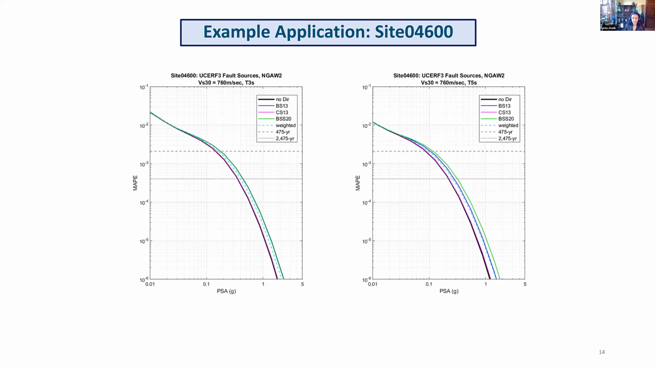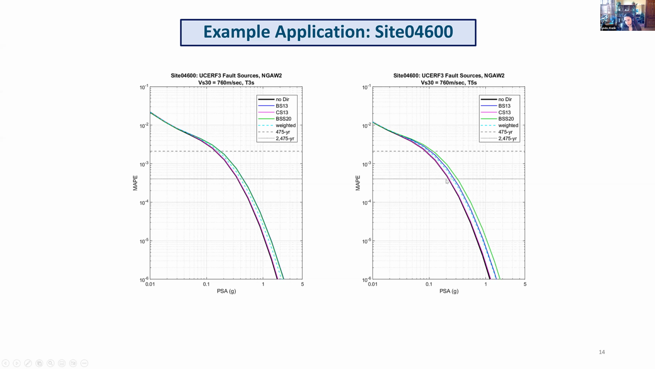So now we look at the hazard with directivity. The first plot on the left is for a period of 3 seconds. We have the no directivity hazard in black. Then the directivity from the 3 models that we're using is shown in the different color curves. And then our weighted hazard curve with directivity is shown with a dashed cyan. So we can see at 3 seconds that there is a spread among the different directivity models in terms of hazard.